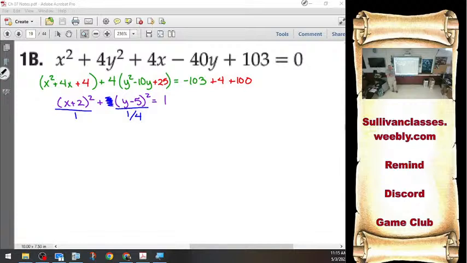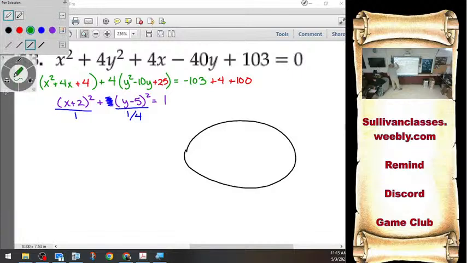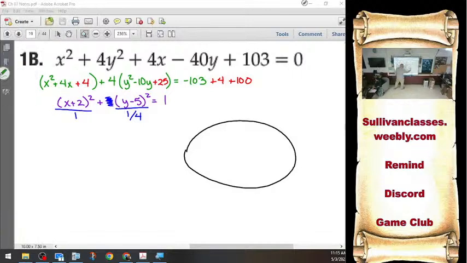Okay, is this thing going to stretch vertically or horizontally? Okay, 1 is bigger than 1/4. All right, well, the center.